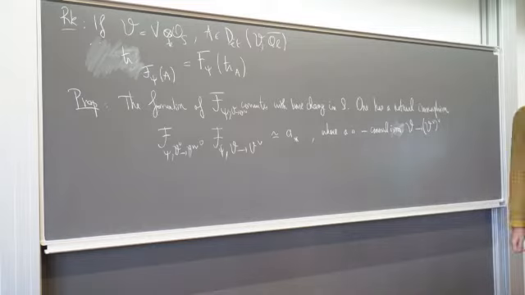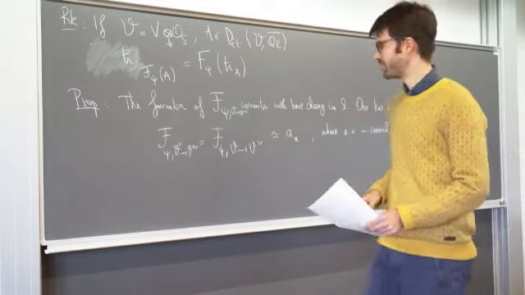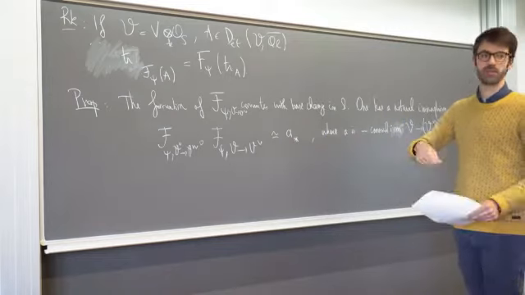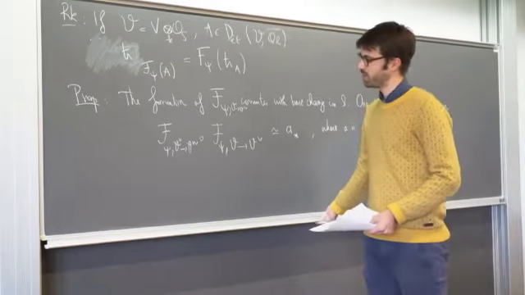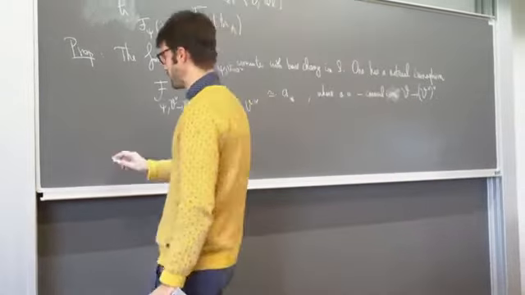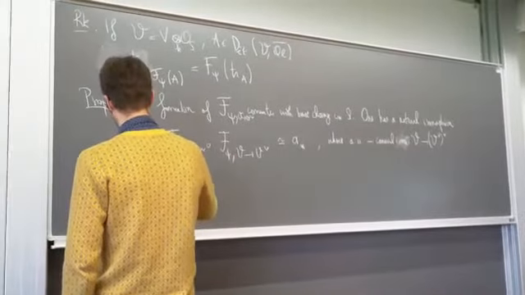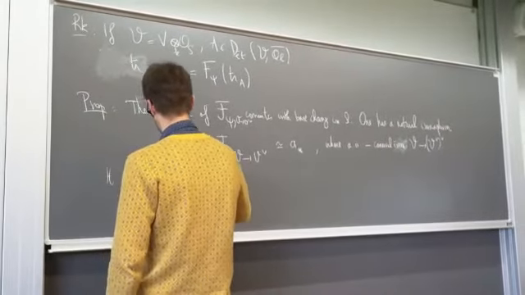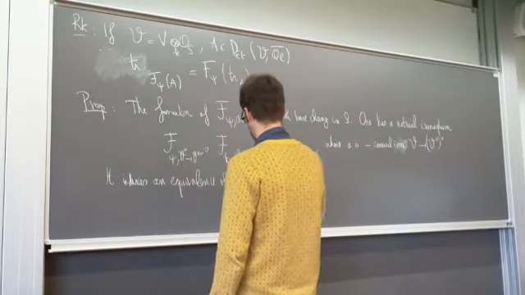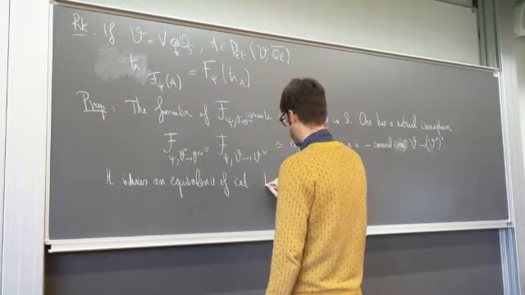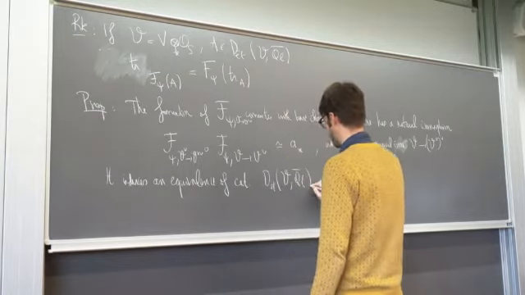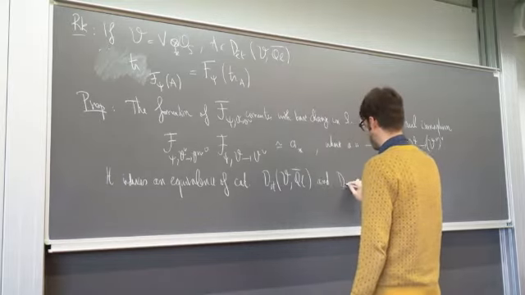Okay, so the Fourier transform is not involutive. There is still this minus sign, so it's almost involutive. And in particular, it produces an equivalence of categories between this category of sheaves on V and the category of sheaves on V dual.